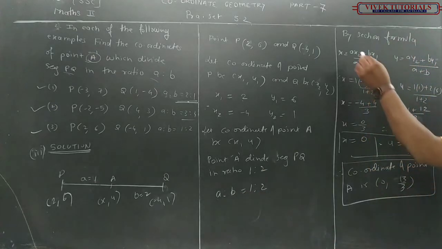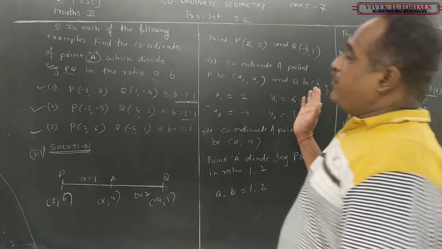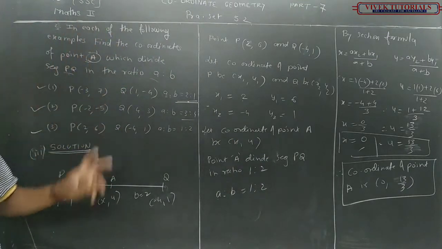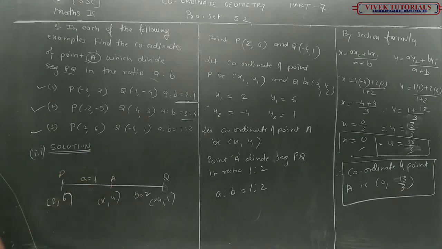Section formula: x is equal to, we got 0 and 13 upon 3. Please copy it down properly. Okay, got it now? So pay attention, first study the concept properly and copy it down properly.